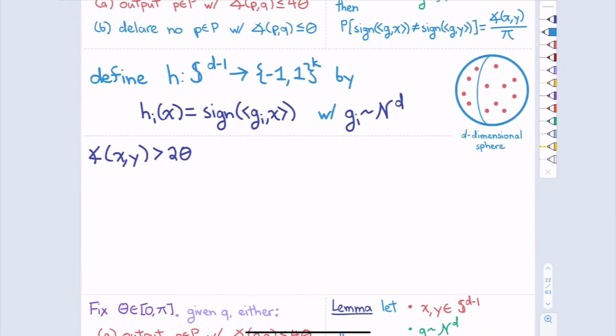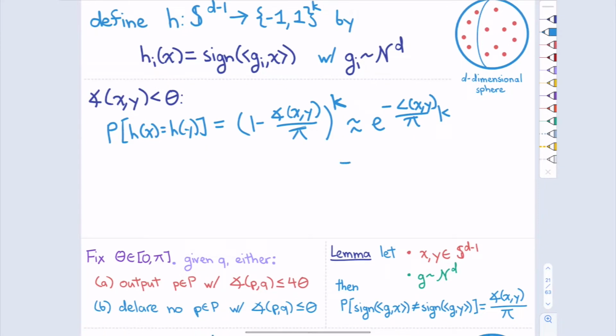And on the other hand, oh, well, let me do one more. We know this thing is at most theta. Okay, so we get at least e to the minus theta.